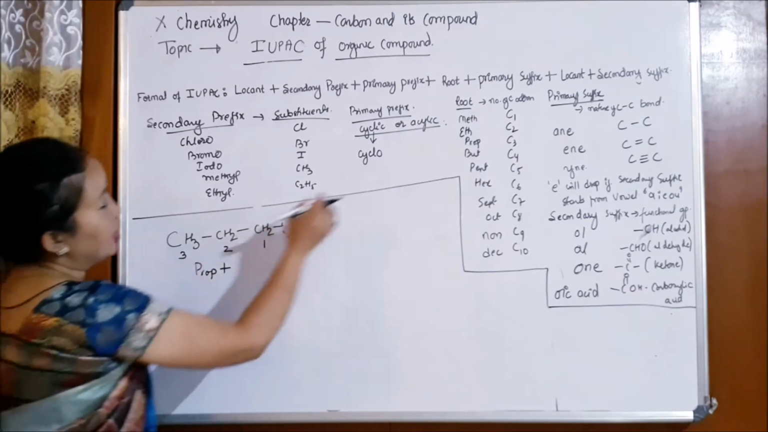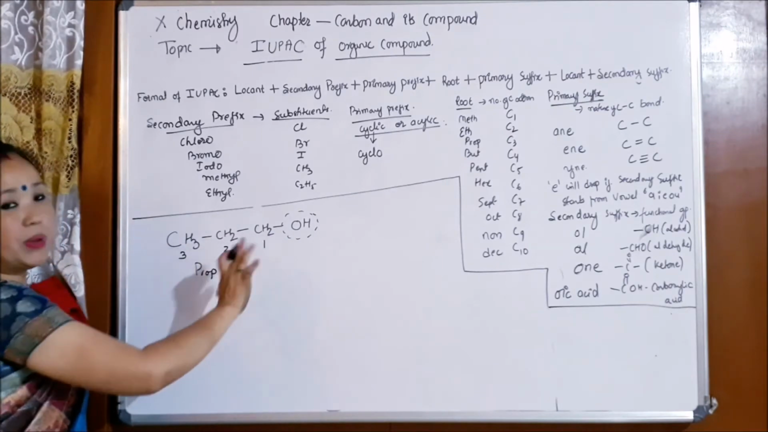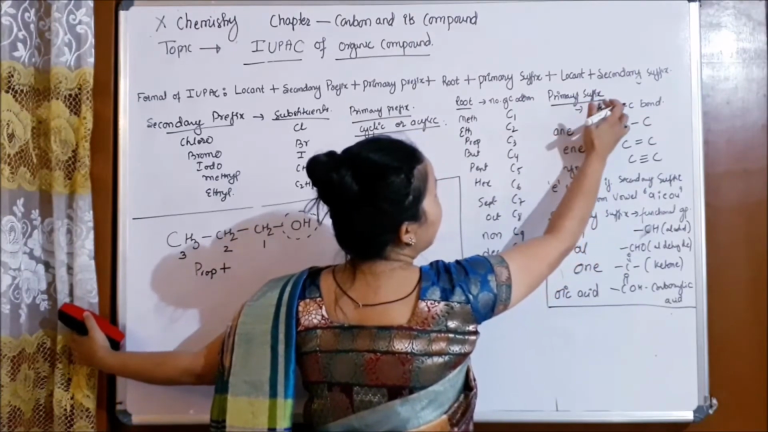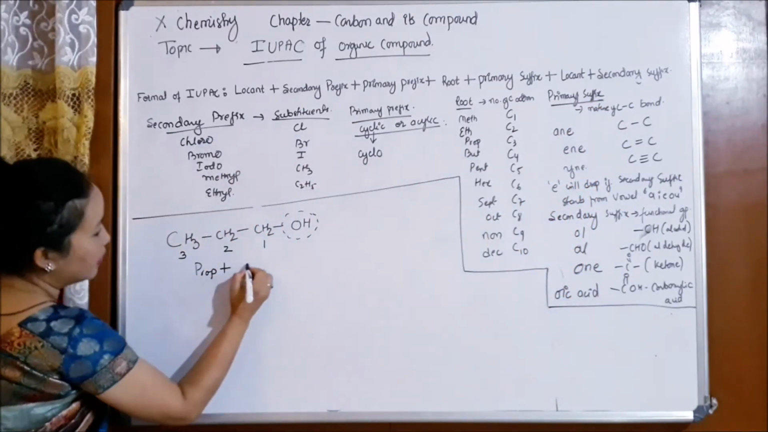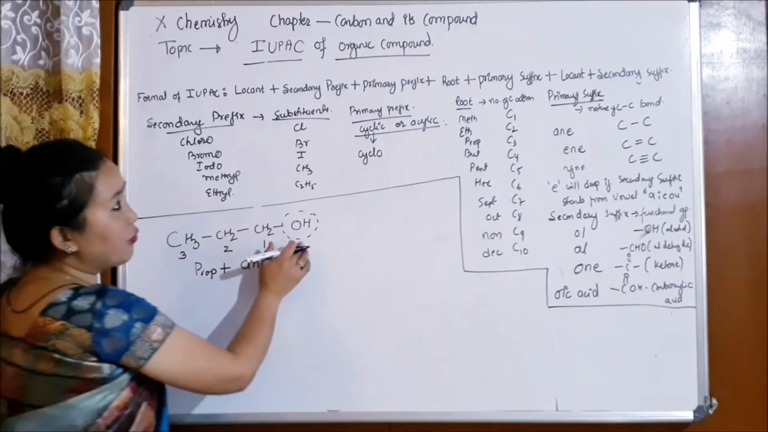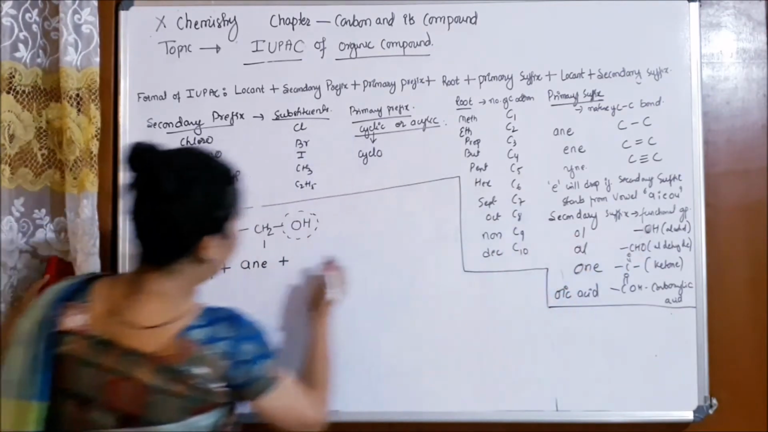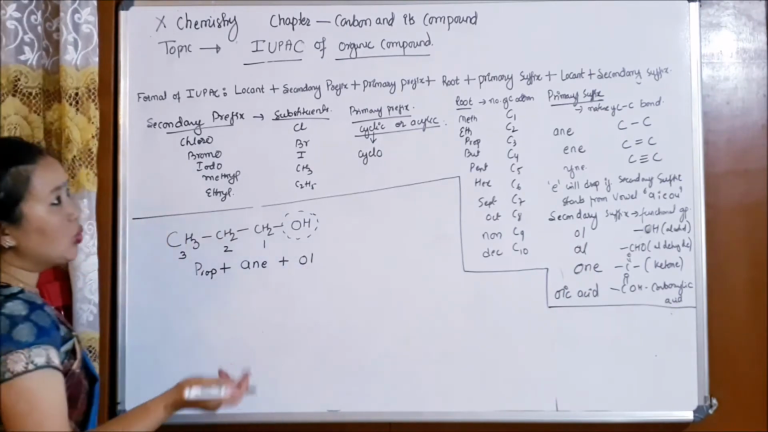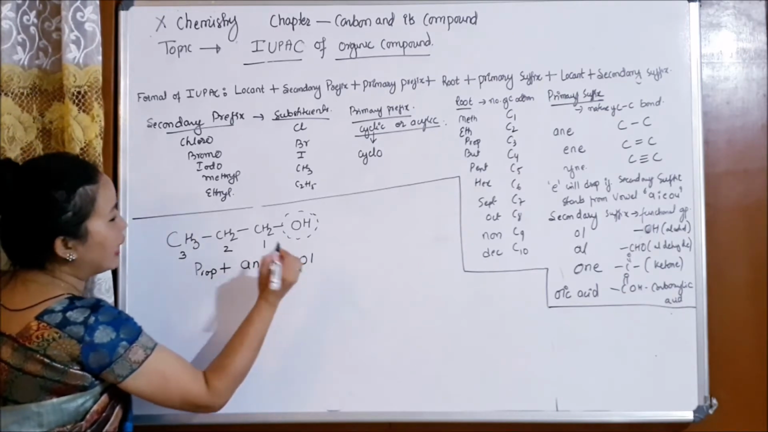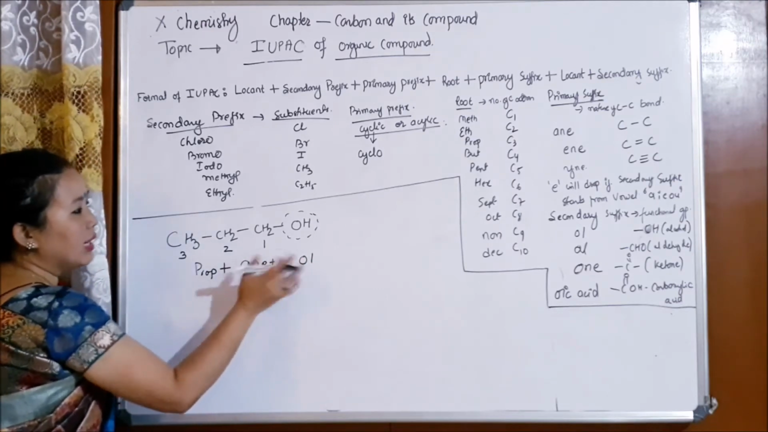Now after the root is the primary suffix. You see, there is no double or triple bond, it's only single bond. When there is only a single bond, what is your primary suffix? A-N-E, ane. Now OH is your functional group, the secondary suffix. What is its suffix? O-L, ol. Now you need to give the position. Since it is in position 1, every time you don't need to write the position, but here I am writing it.